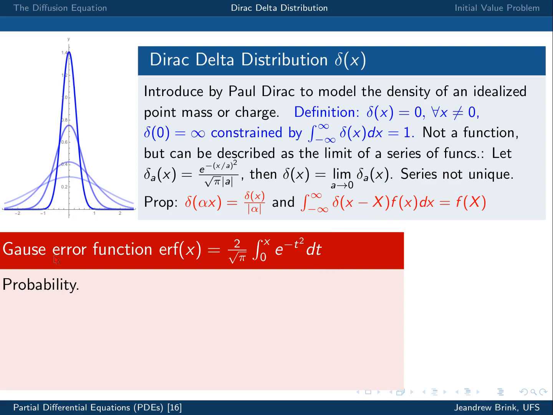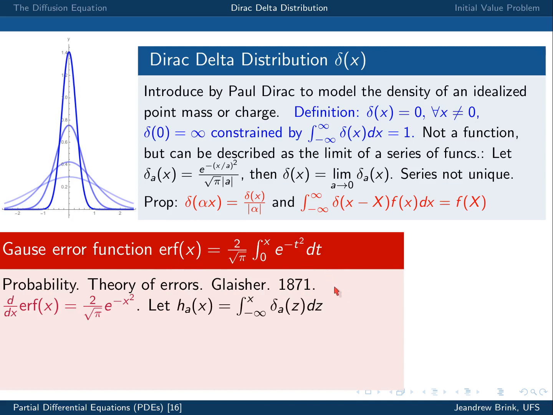So the Gaussian error function arises in probability, mainly in the theory or analysis of errors, and it was first introduced by Glaisher in 1871. So it's been around for a long time. One of the first properties that you can verify just by looking above is that its derivative is simply 2 over root pi times e to the minus x squared.